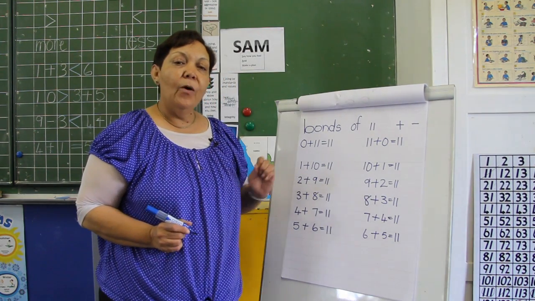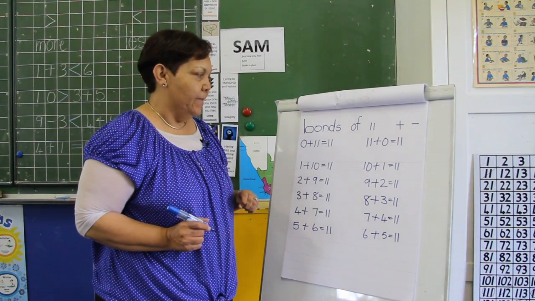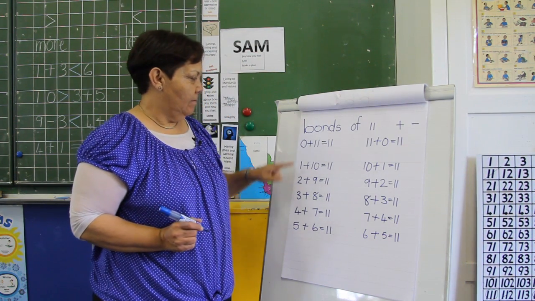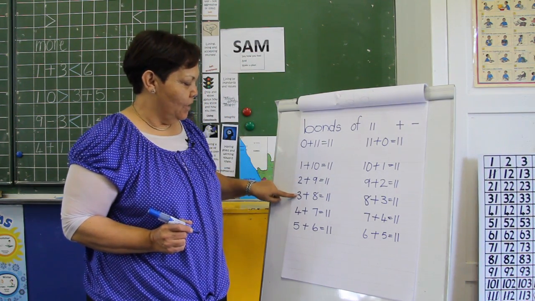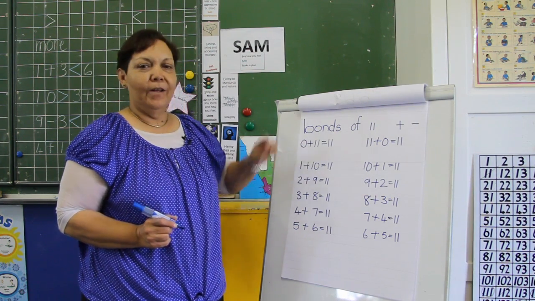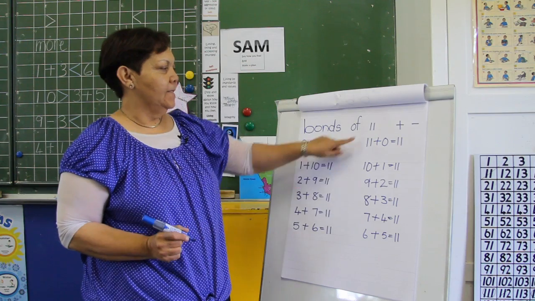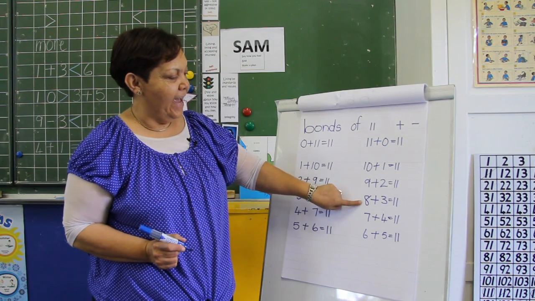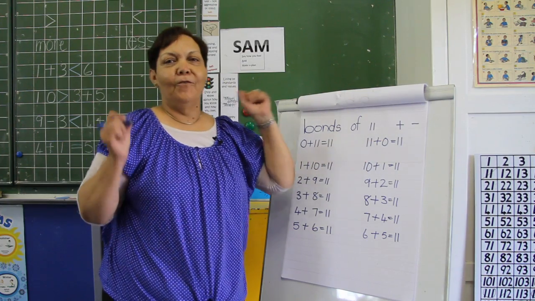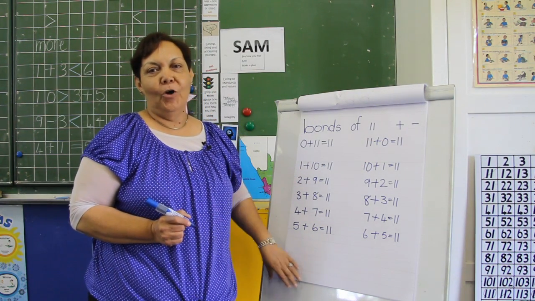Like I said, they now have to make sure that they've got all the numbers from 0 to 11. 0, 1, 2, 3, 4, 5, 6, 7, 8, 9, 10, 11. Yay, I've got all my numbers. 11, 10, 9, 8, 7, 6, 5, 4, 3, 2, 1, 0. I've got all my plus bonds.